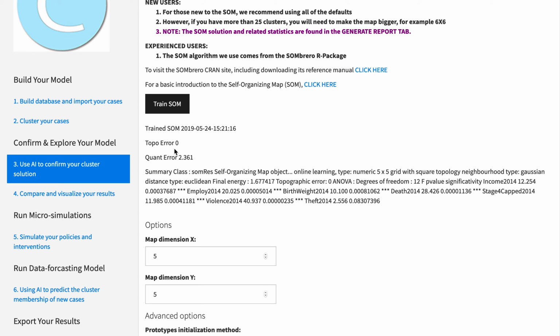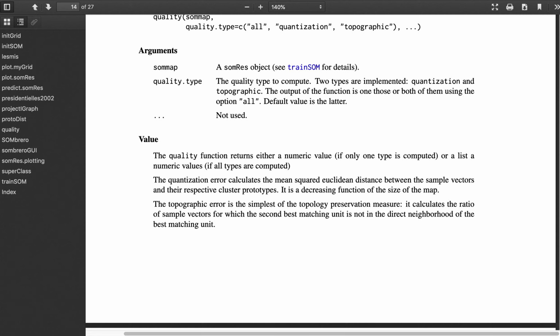We talked in the previous video that topographical error and quantization error are ways of measuring the goodness of fit of the SOM. If we look at the actual definition, quantization error technically is calculating the mean squared Euclidean distance, Euclidean being the shortest distance between 2 points, a straight line, between the sample vectors and their respective cluster prototypes. And then in turn, topographical error is basically saying you picked a particular cluster for the case to land on. How good is that fit?